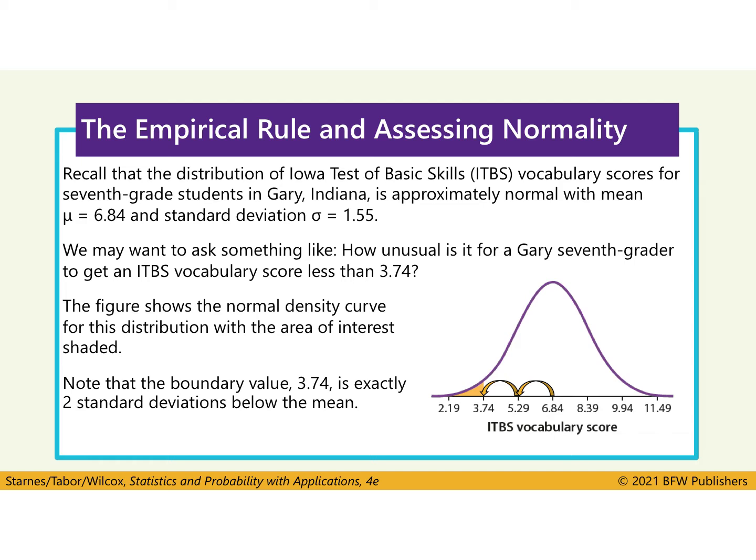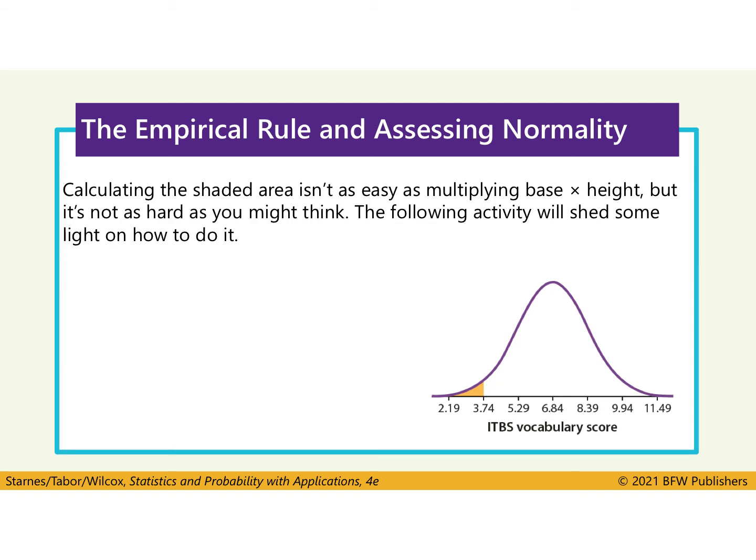How unlikely is that? We can look at the normal density curve, but again, finding that area under the curve is difficult. It's exactly 2 standard deviations from the mean, but what is that probability? That's what we're going to put in our applet. So in your phones, you're going to put a mean of 6.84 and a standard deviation of 1.55.